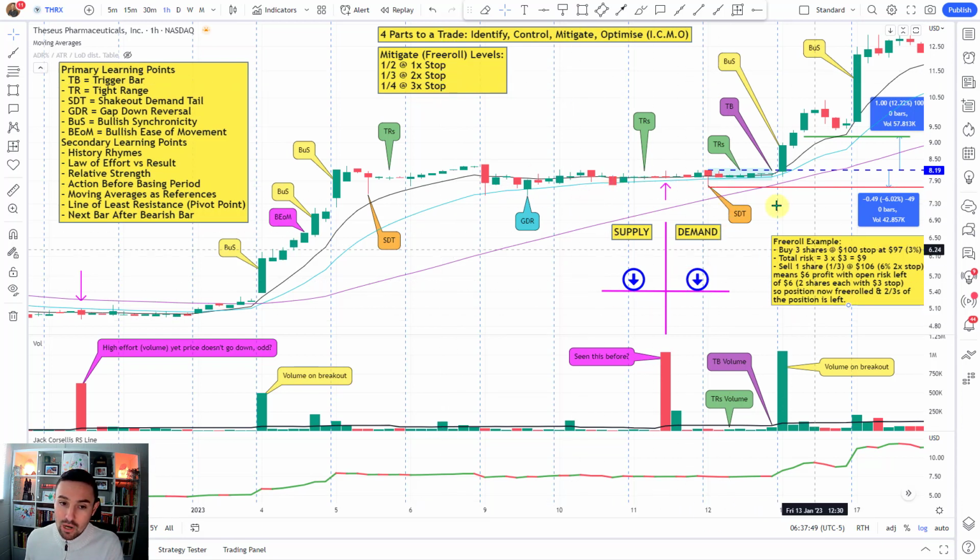And I've got some supply and demand scales over here as we start looking at these candlesticks and the very large volume bars, and I'll help you understand what is going on there from a supply and demand perspective.